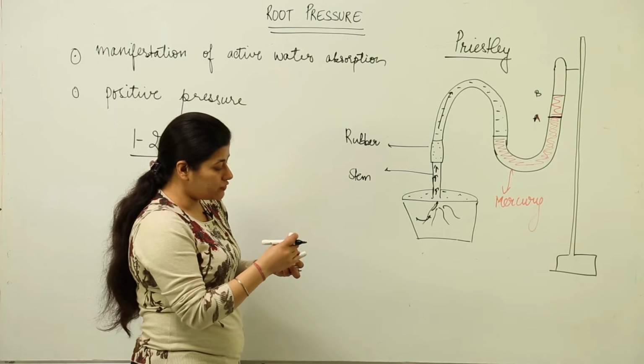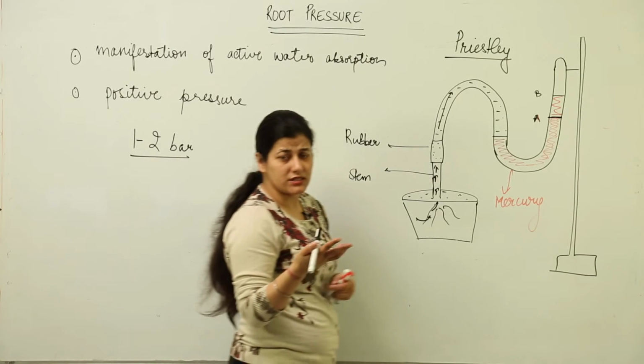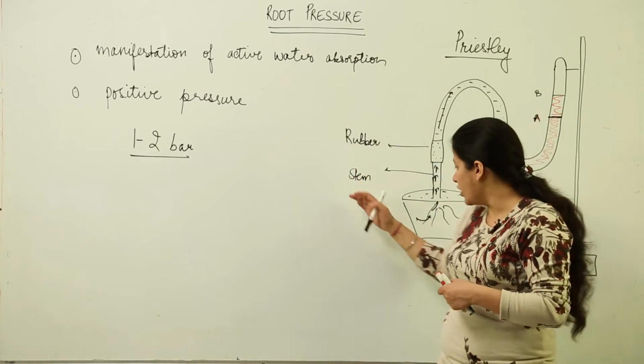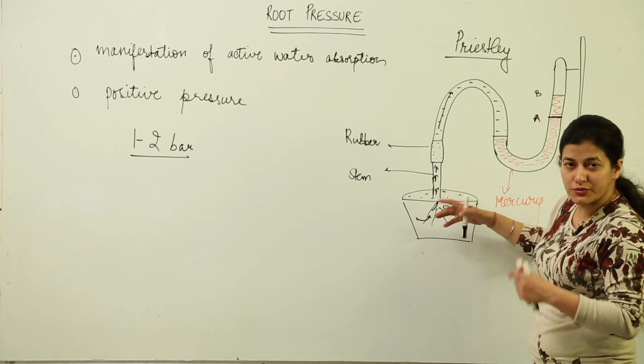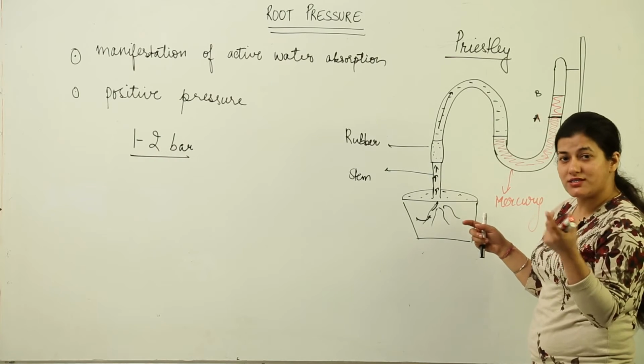Now one thing you have to keep in mind is that this root pressure is found in certain plants and it is a positive pressure. It is because of the water that is being absorbed by the roots, when each cell of the root is acting osmotically. The osmosis is taking place.